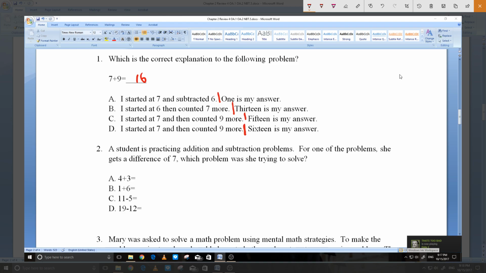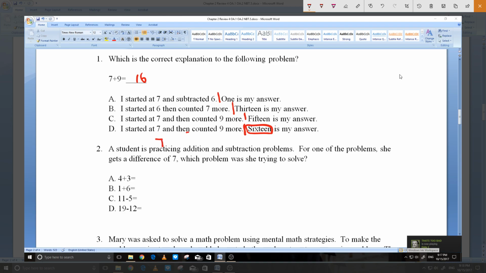See, D has the word 16 in it, and A, B, and C do not have the word 16. So I assume they are automatically wrong. So all I need to do now is look at choice D just to double check to make sure it makes sense. So I would look over here. When you are reading this question, write the equation out as you read.